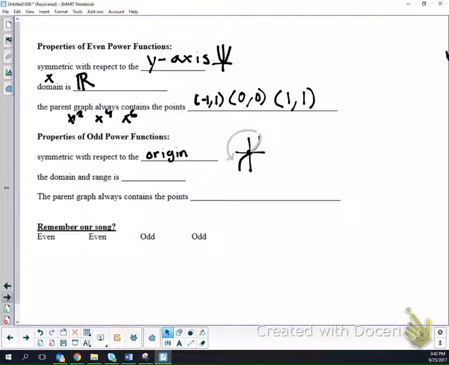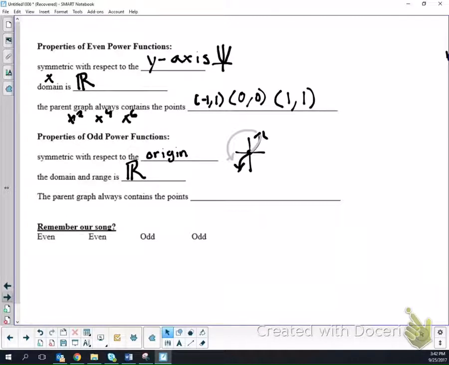Now, both the domain and range in this situation are all the real numbers. In other words, every single y value is possible here. We see that this thing is going to extend into negative infinity, and we also see that it's going to go to positive infinity. So every y value and every x value is possible with the odd power functions.